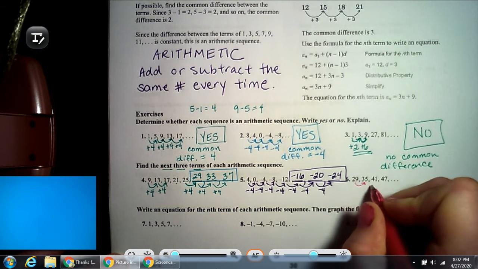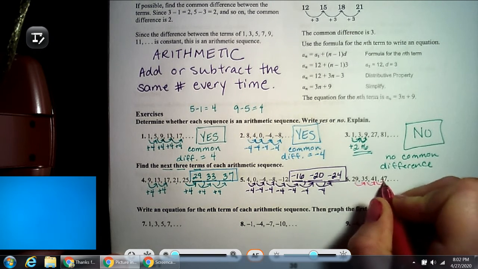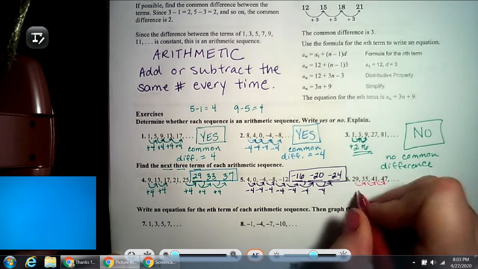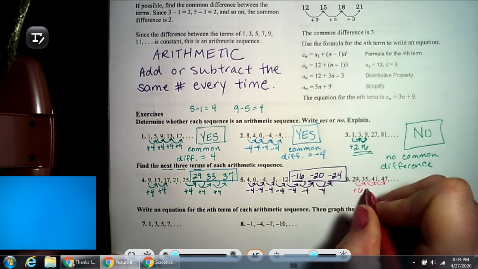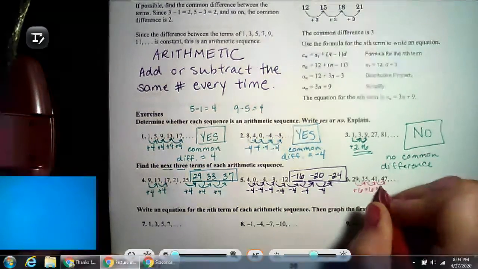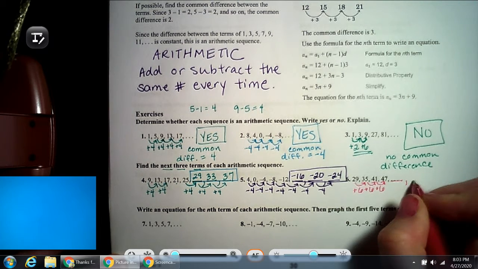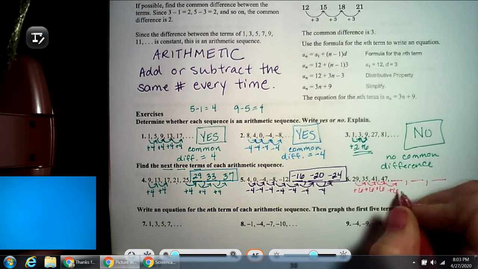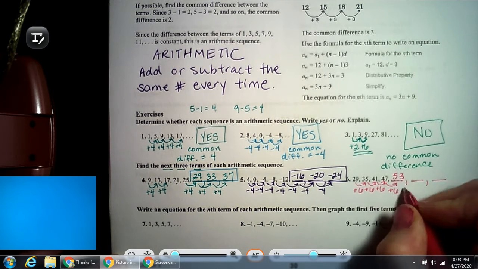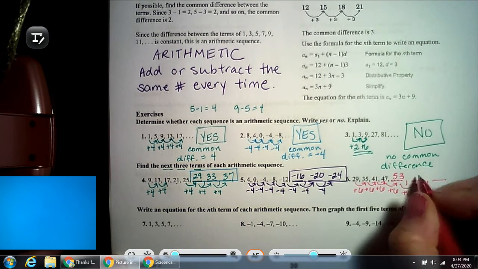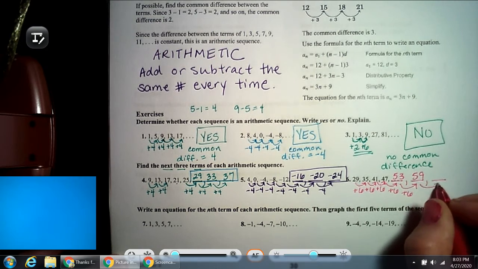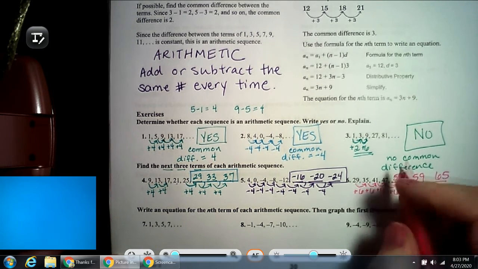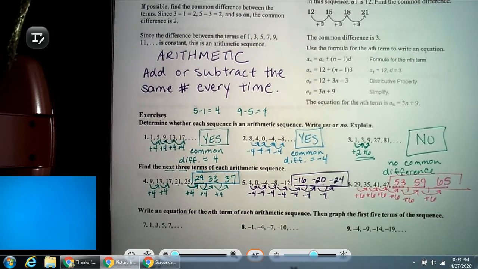So I'm looking for my common difference. To get from one number to the next, like 29 to 35, I need to add 6. 35 plus 6 is 41, plus 6 is 47. So to find the next 3 numbers in the sequence, I'm just going to keep adding 6. We got 53, 59, and 65.